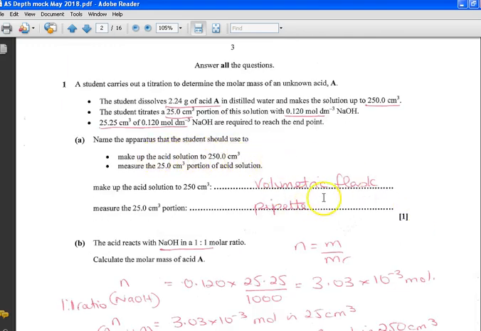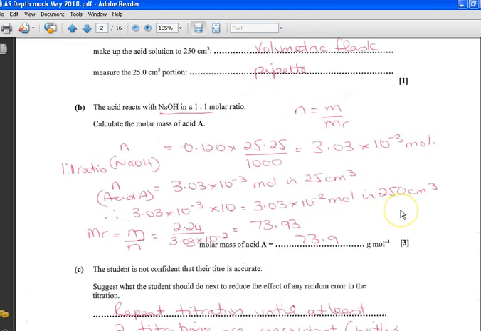we're making our acid up to 250 cubic centimeters, so we need to multiply that value by 10. So that's how many moles, 3.03 times 10 to the minus 2 moles in 250 cubic centimeters. And then we just work out molar mass, mass over number of moles. Mass is given to us in the equation, and there we are.